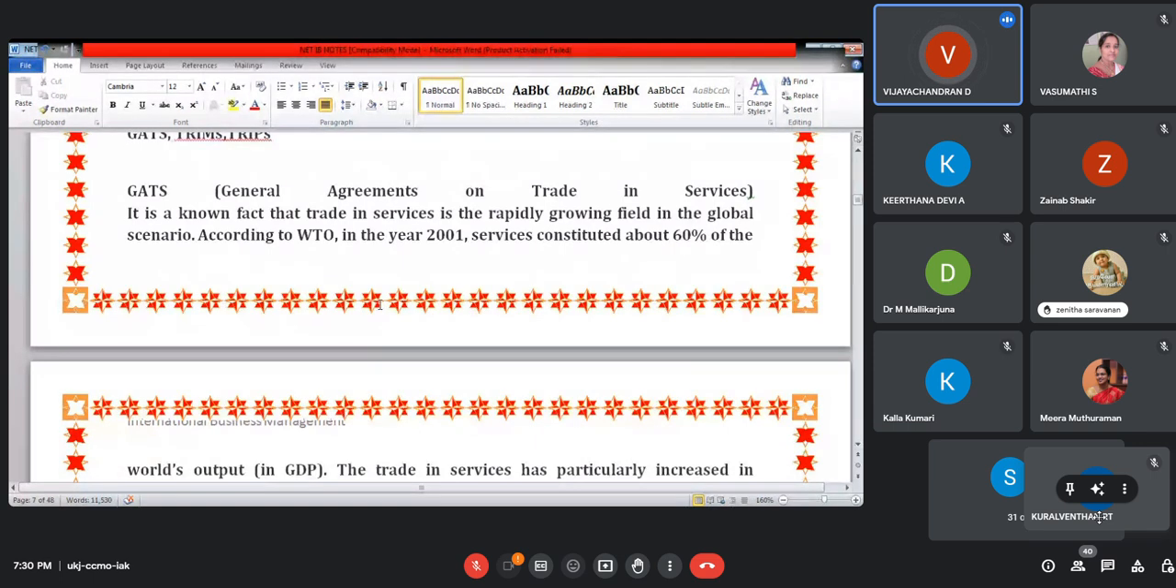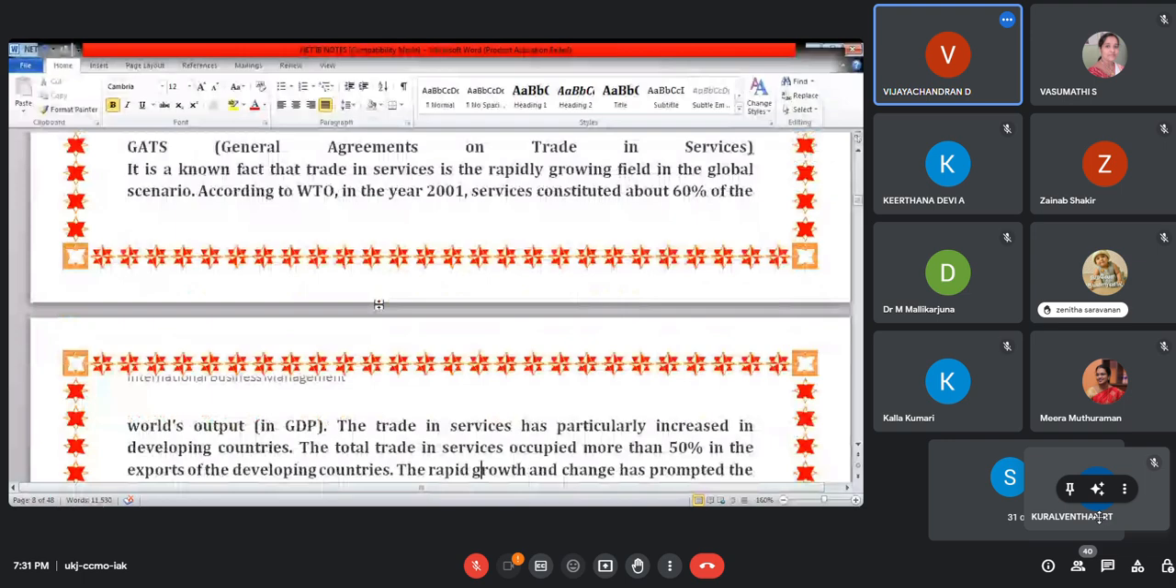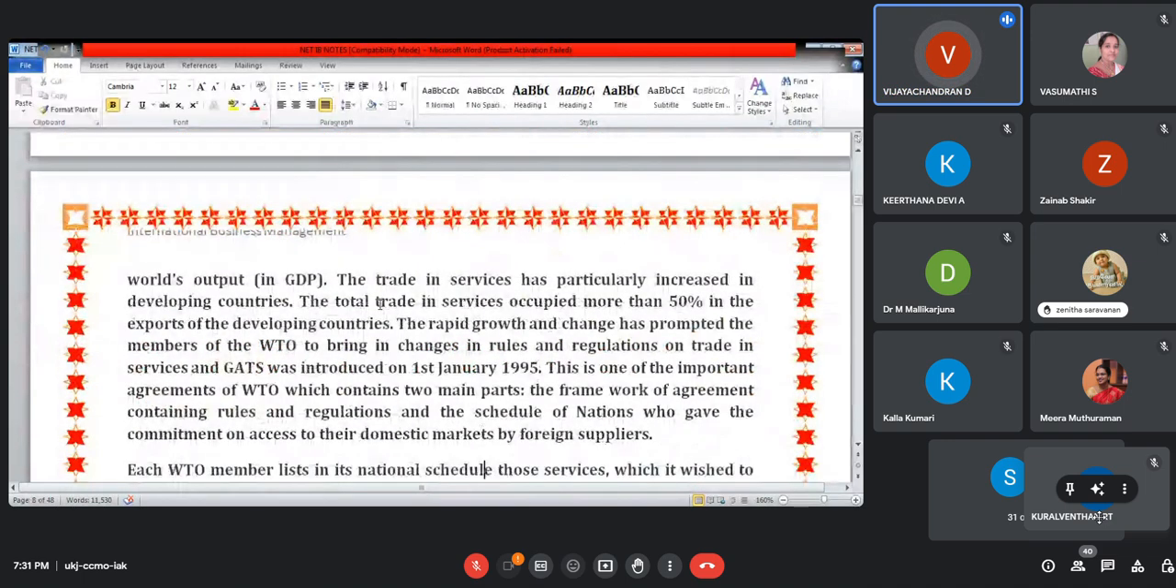Out of the total international trade, 60 percent is constituted by services. So 60 percent comes under the category of services. I told you the total trade in services occupies more than 50% in the developing countries. So more than 50% of the services are exported by the developing countries only. So we are expecting rapid growth in international trade by the developing countries.